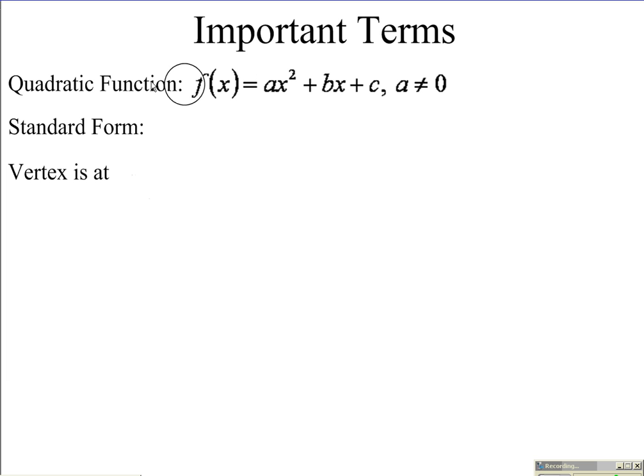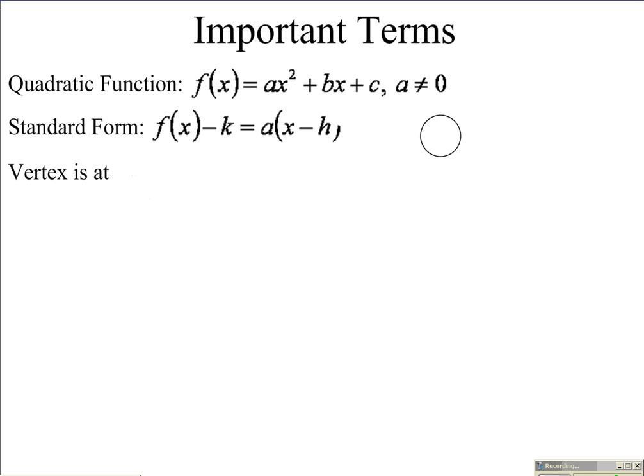We've talked a lot about quadratic functions already this year. Quadratic function means that we're dealing with a degree 2 equation. f(x) = ax² + bx + c. a cannot be 0. If a was 0, that would knock out the squared term, and now we would be down to a linear function, so a cannot be 0 in that form.